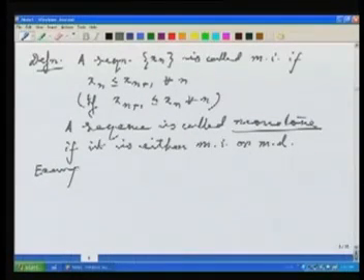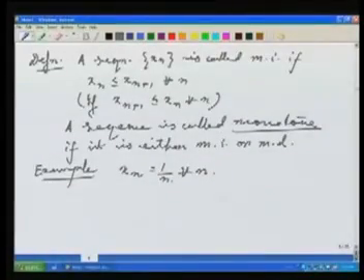For example, if I look at this sequence xn equals to 1 by n for all n, we have already seen that the limit of this sequence is 0. Well, notice that this sequence is a bounded sequence. It is bounded above by 1 and below by 0. And certainly it is monotone because as you go on increasing these n's, the numbers actually decrease. So, it is a monotone decreasing sequence.